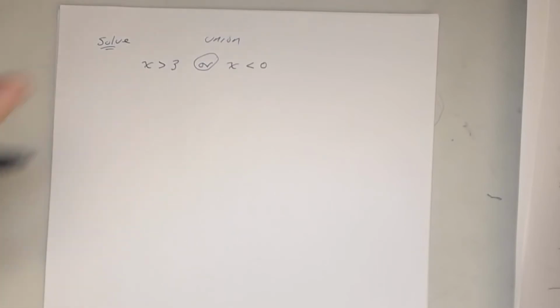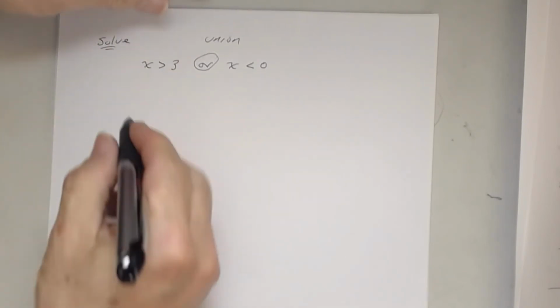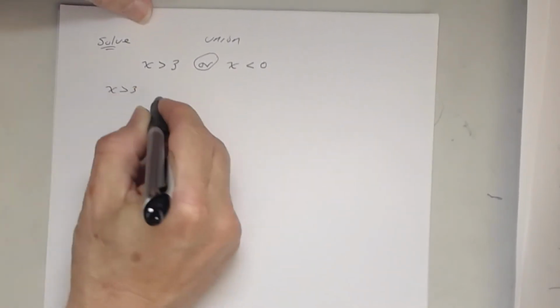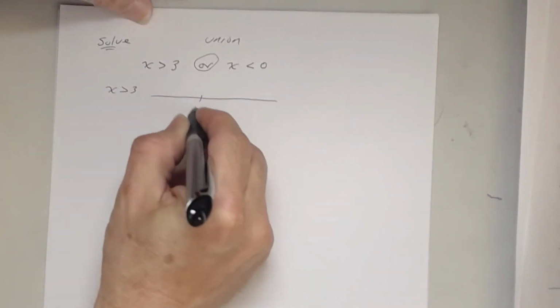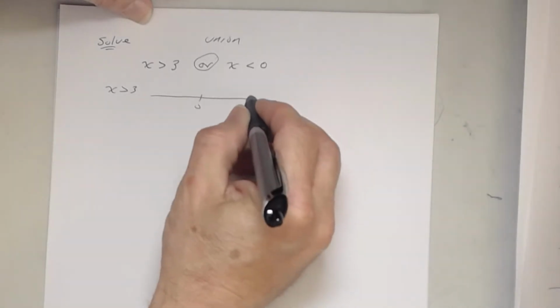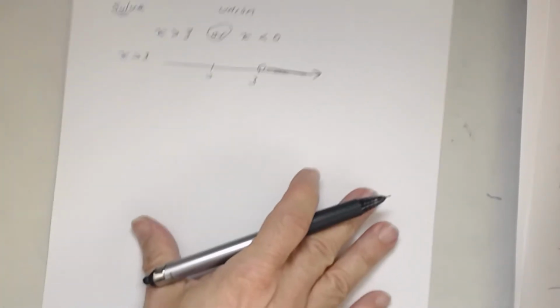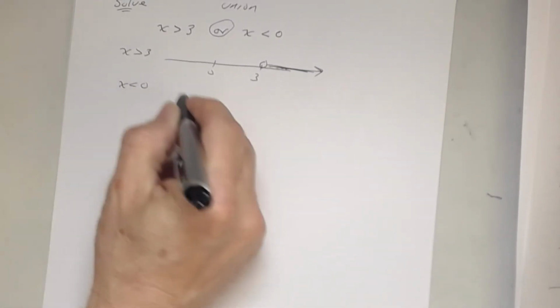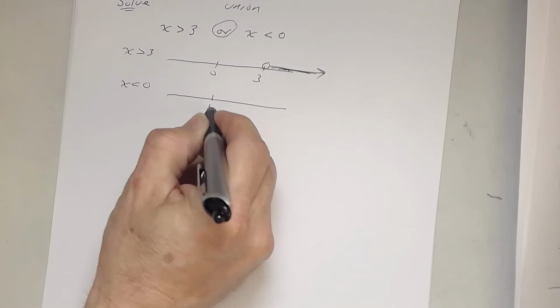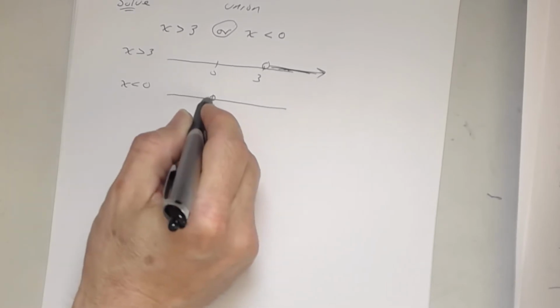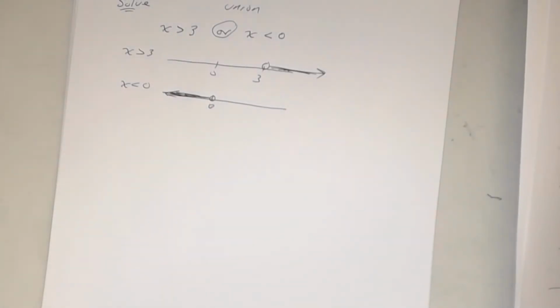So here's how you deal with it. You do the same thing. You graph each one individually. So let's do the first one. X is greater than 3. The graph looks like this. So here's 0. Here's 3. Open circle going to the right. X is less than 0. Open circle going to the left. All right. And you can see why, if this was an and statement, there would be no solution, right? Because where did the two graphs overlap? They don't. So if that was an and statement, there would be no solution.